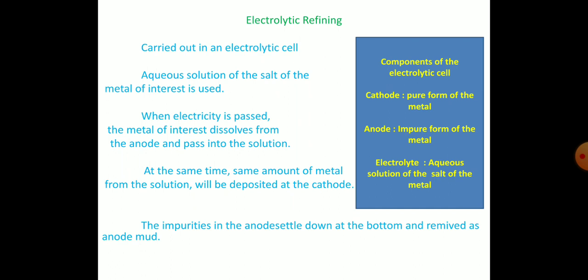When electricity is passed from the anode, only the pure metal is dissolved in the electrolytic solution. Then from the electrolytic solution, the same amount of the metal is deposited over the cathode. At the same time, the impurities from the anode are settled at the bottom and are called anode mud. I think you might have a better understanding of electrolytic refining. The remaining refining processes we can see in the coming video. Thank you.